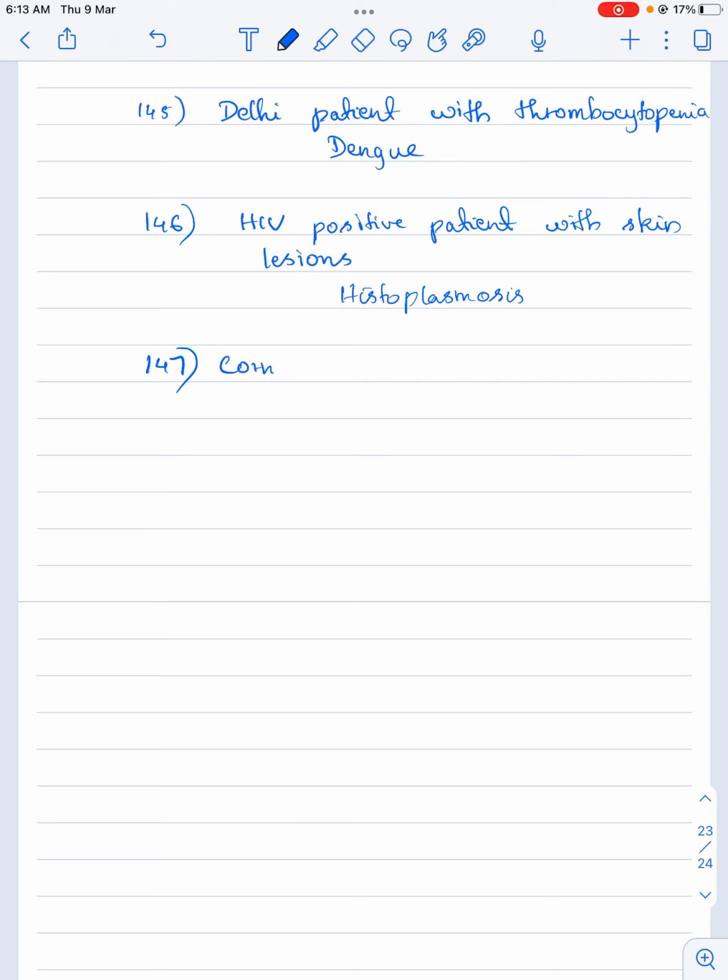In case of a corneal ulcer, how to detect was using fluorescent dye and cobalt blue light. Next question.